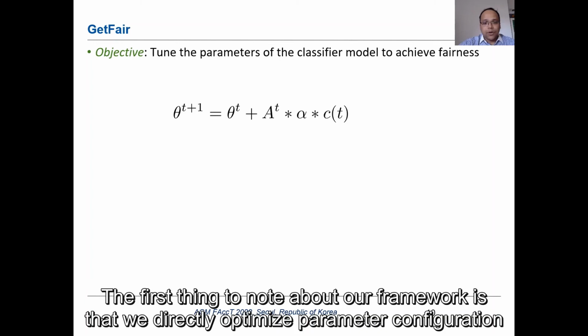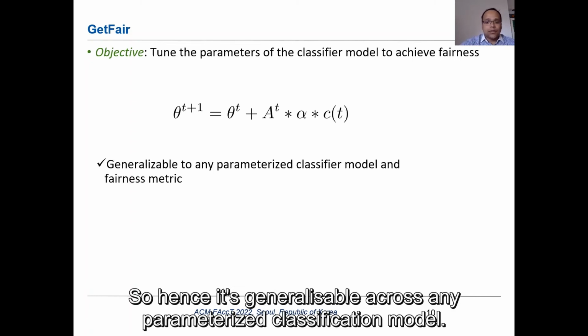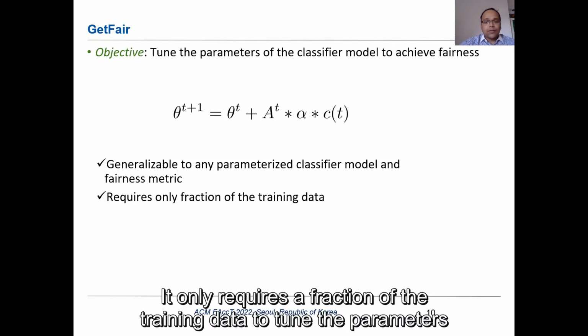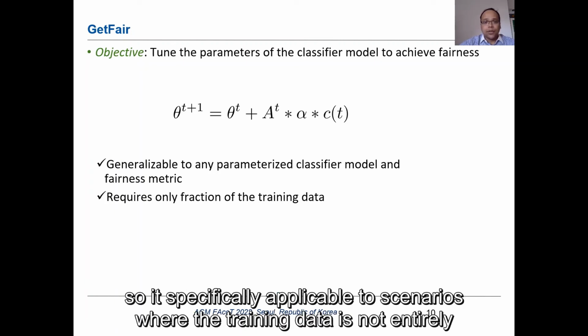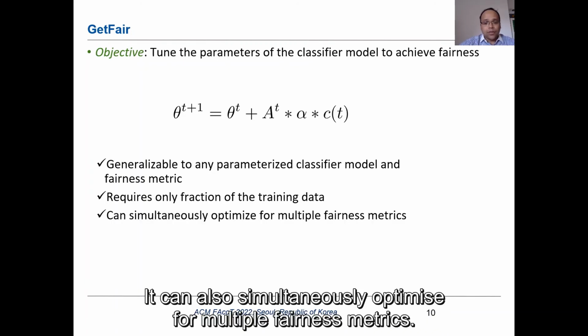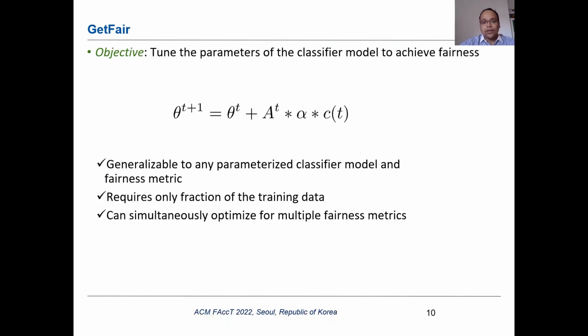The first thing to note about our framework is that we directly optimize the parameter configuration of a classifier model, and we are in no way dependent on any specific design principle. So hence it's generalizable across any parameterized classifier model. Same goes for the fairness metric as well. It only requires a fraction of the training data to tune the parameters. So it's specifically applicable to scenarios where the training data is not entirely available. It can also simultaneously optimize for multiple fairness metrics. The only thing you need to specify is how to combine these multiple metrics, and the rest should follow.